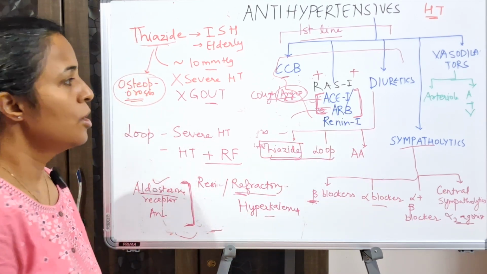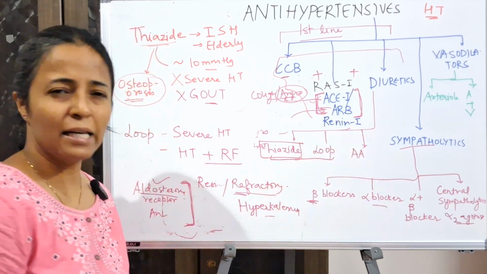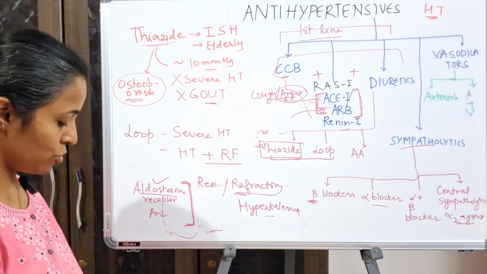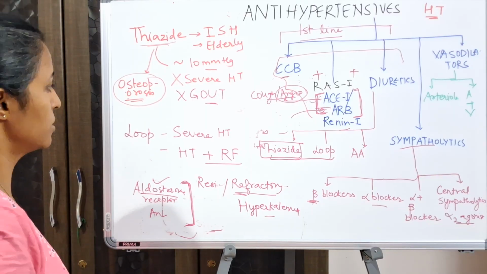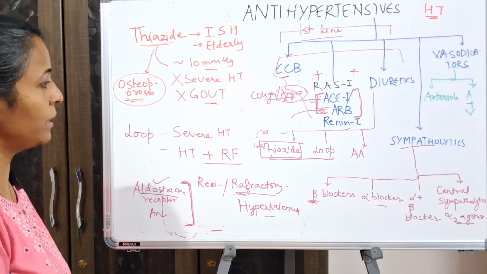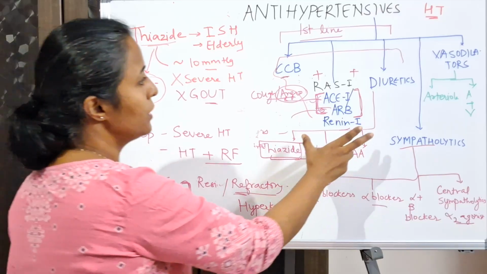to ARBs. On the other hand, renin inhibitors, aliskiren is there, that is hardly used. Okay, if the person is not responding to any drug, then maybe it can be used, but generally it is not used. Fine. So we discussed diuretics.